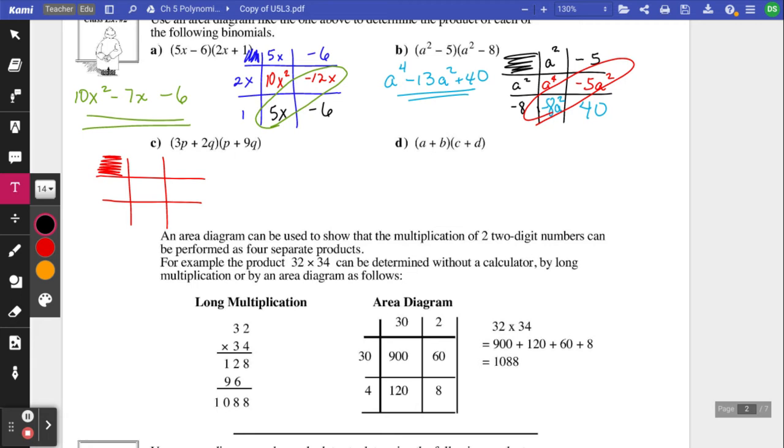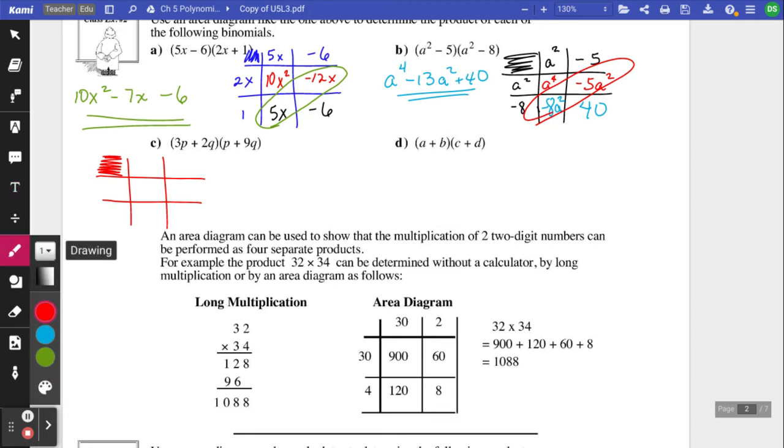I got 29QP plus 3P squared plus 18Q squared. Is that right? Yeah. Nailed it, Abby. Did you get that? Yes? Okay, excellent work. Good job.